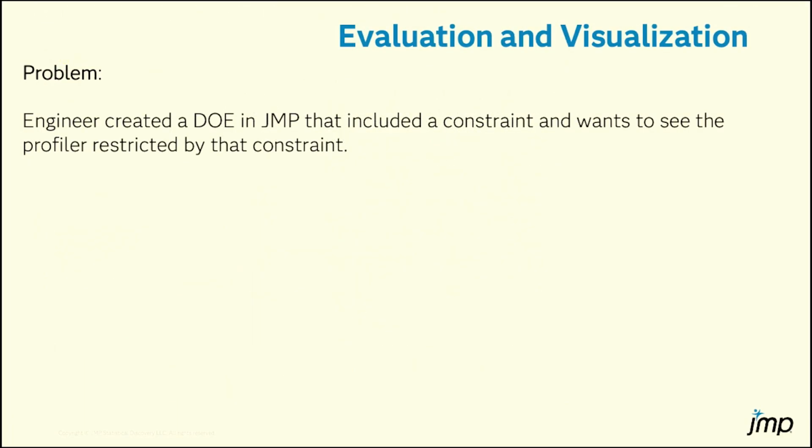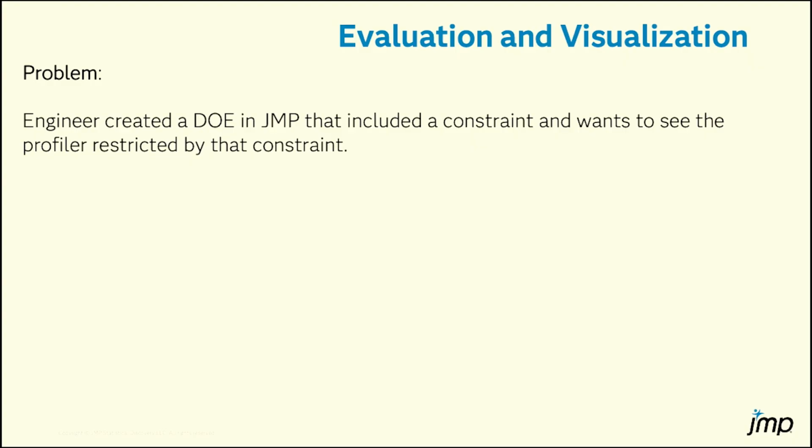Okay, what if we use JMP? We use the DOE platform, we design an experiment, and that experiment includes a constraint. So a constraint might be disallowed combinations of factors. Maybe I don't want the low temperature and the low time. I only want medium and high temperature crossed with low, medium, and high time.